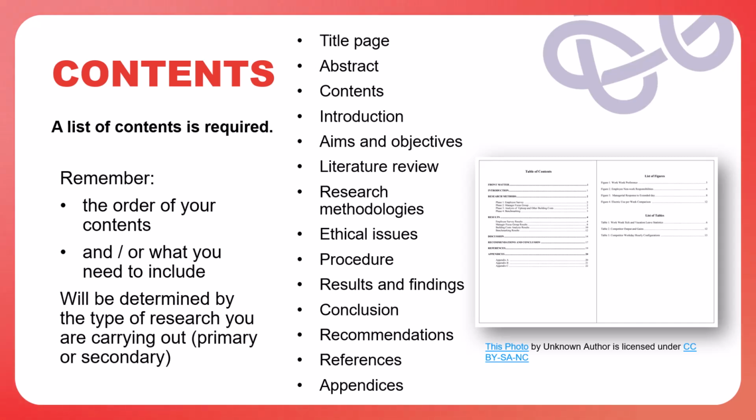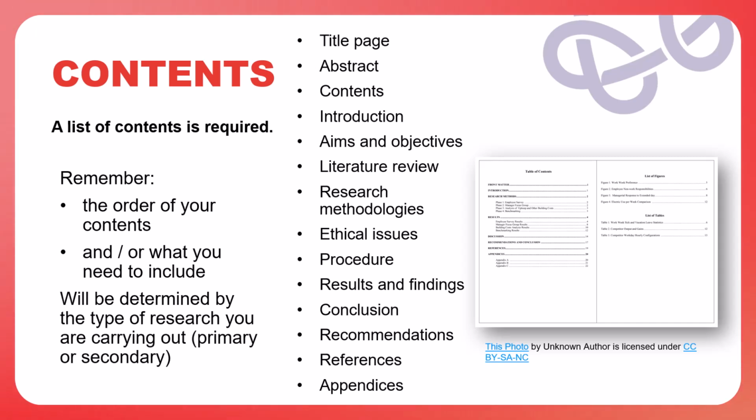You will need your title page, your abstract, and the contents list itself, followed by an introduction to your research, the aims and objectives of your research, and you will need a literature review. Even if you're carrying out primary research, you need to review the literature. If you're doing secondary research, your literature review may well be the main part of the piece of research.